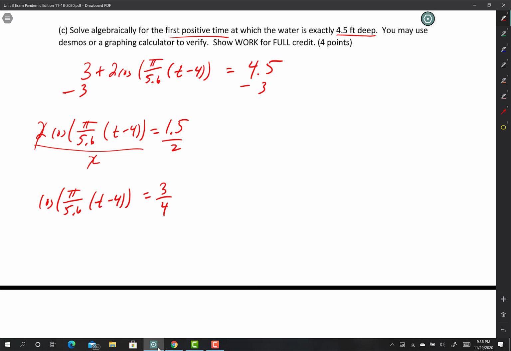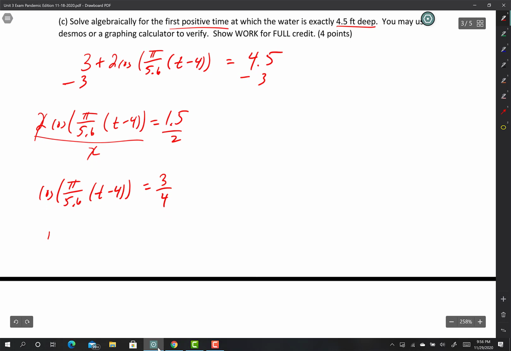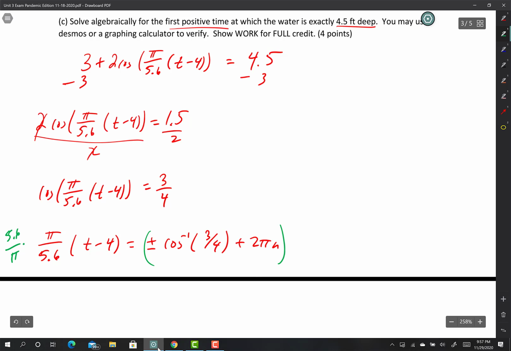And then to get rid of the cosine, I'm going to do inverse cosine. So I'm going to write pi over 5.6 times t minus 4 equals plus or minus arc cosine of 3/4 plus 2 pi n. You won't need this. Well, this is just going to be your period when you multiply by the reciprocal of the pi over 5.6. So multiply by 5.6 over pi, which is just a reciprocal. Multiply all that by 5.6 over pi.